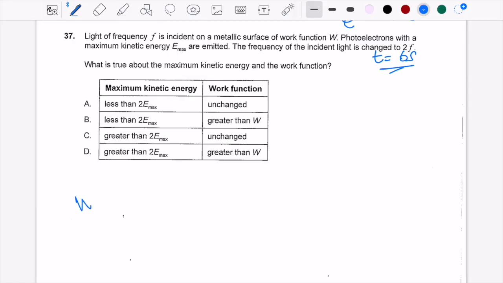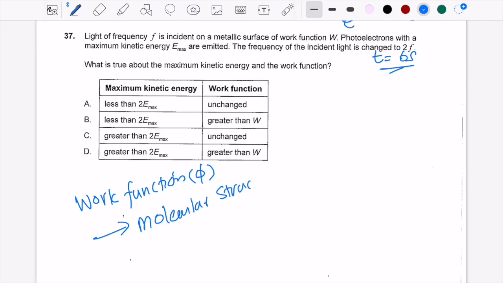First thing to understand is work function. Work function of a metal only depends on metal molecular structure, right? So as long as you don't change the metal, you don't change the work function. So answer must be somewhere here. Work function unchanged.